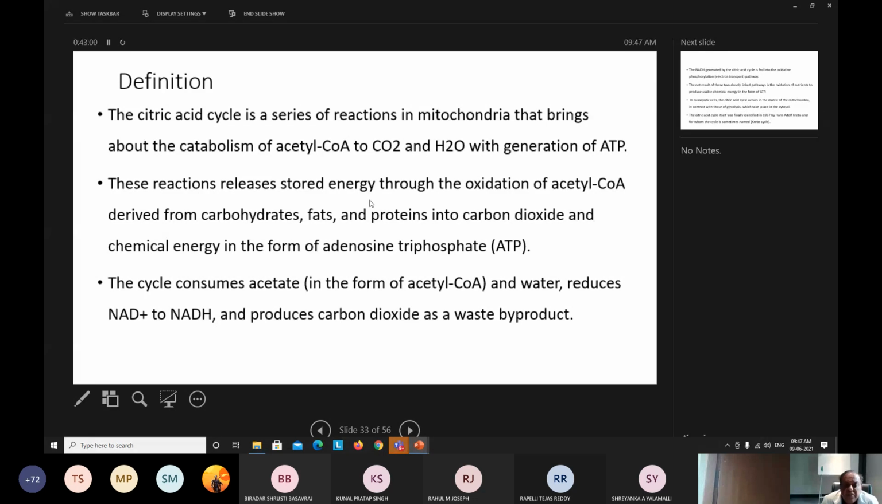These reactions release stored energy through the oxidation of acetyl CoA derived from carbohydrate, fat and proteins into carbon dioxide and chemical energy in the form of ATP. The cycle consumes acetate in the form of acetyl CoA and water, and importantly it reduces NAD to NADH and produces carbon dioxide, which we can consider as the waste byproduct.